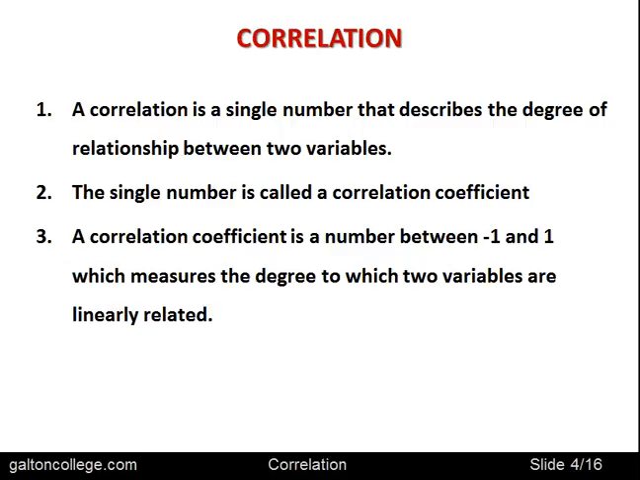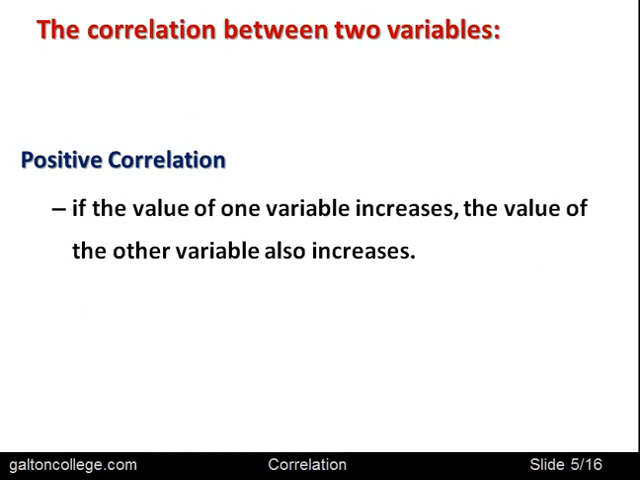It varies between -1 and 1. So it could be -1, or it can be any number between -1 and 1. So it includes 1 and -1 and any number in between. We'll talk about the importance of those numbers in a second.